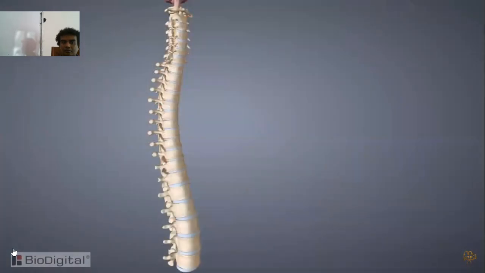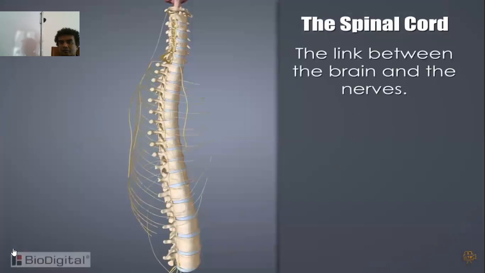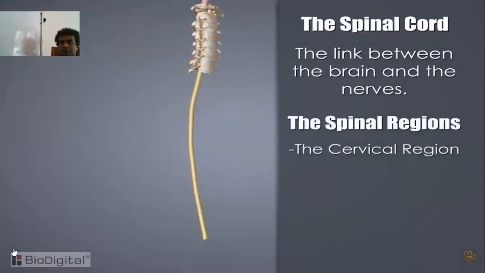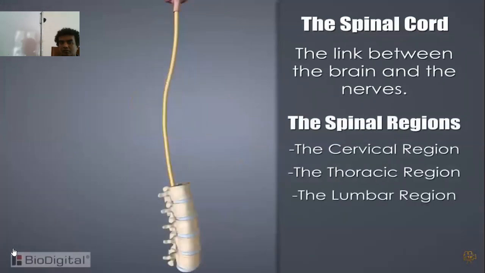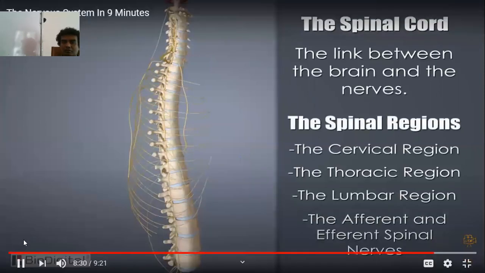The other half of the central nervous system is the spinal cord. And the spinal cord is the link between the brain and the nerves and the rest of your body. The spinal cord is divided into four different regions: the cervical, thoracic, lumbar, and sacral, and afferent and efferent spinal nerves, which merge to form the peripheral nerves.